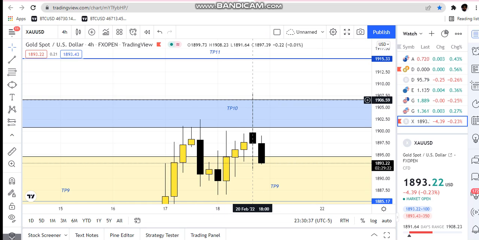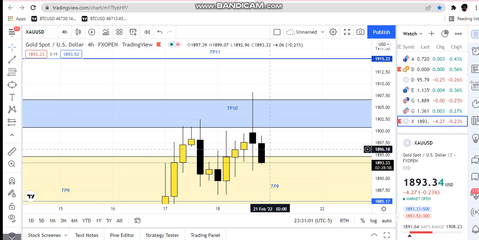Now, once price got to take profit 10, February 20th, 2022, it got all the way up to 1908. This is the highest point price has been at. Price heads back down, sellers push price back down, letting us know that buyers are no longer in control and that sellers are now in control.